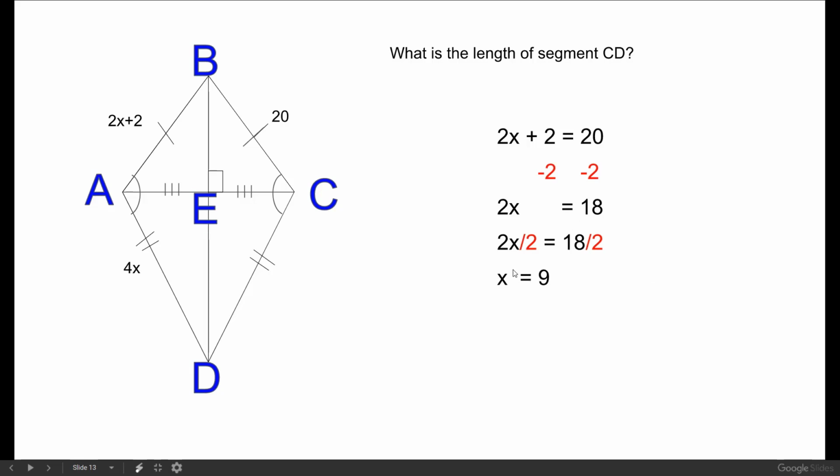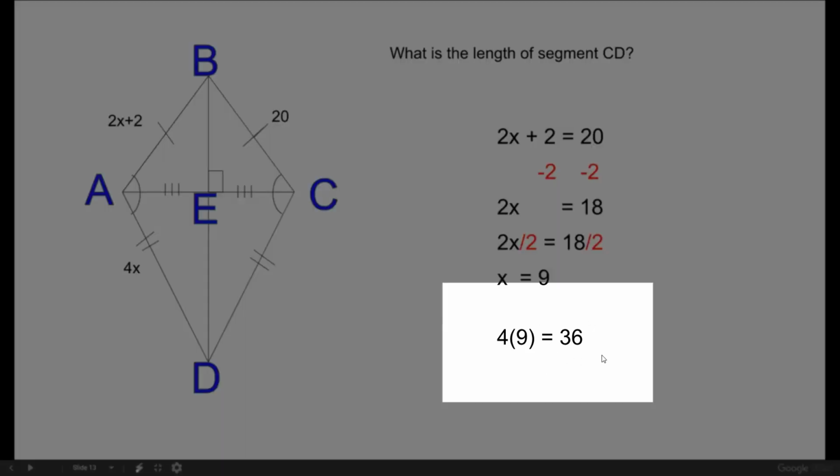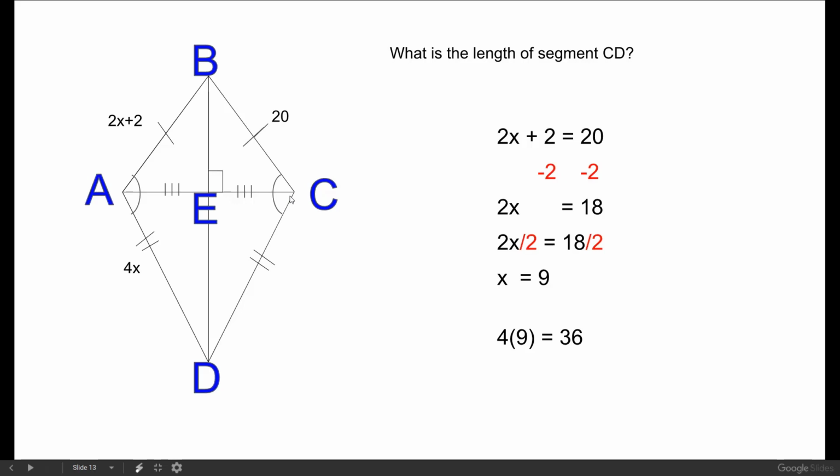So knowing that, we can go ahead and plug our 9 into the other side over here, because we have a 4x, and we know that this side is congruent to that. Once we plug our 9 in, we just have 4 times 9 equals 36, and there's your answer. So this side, segment CD, is equal to 36.